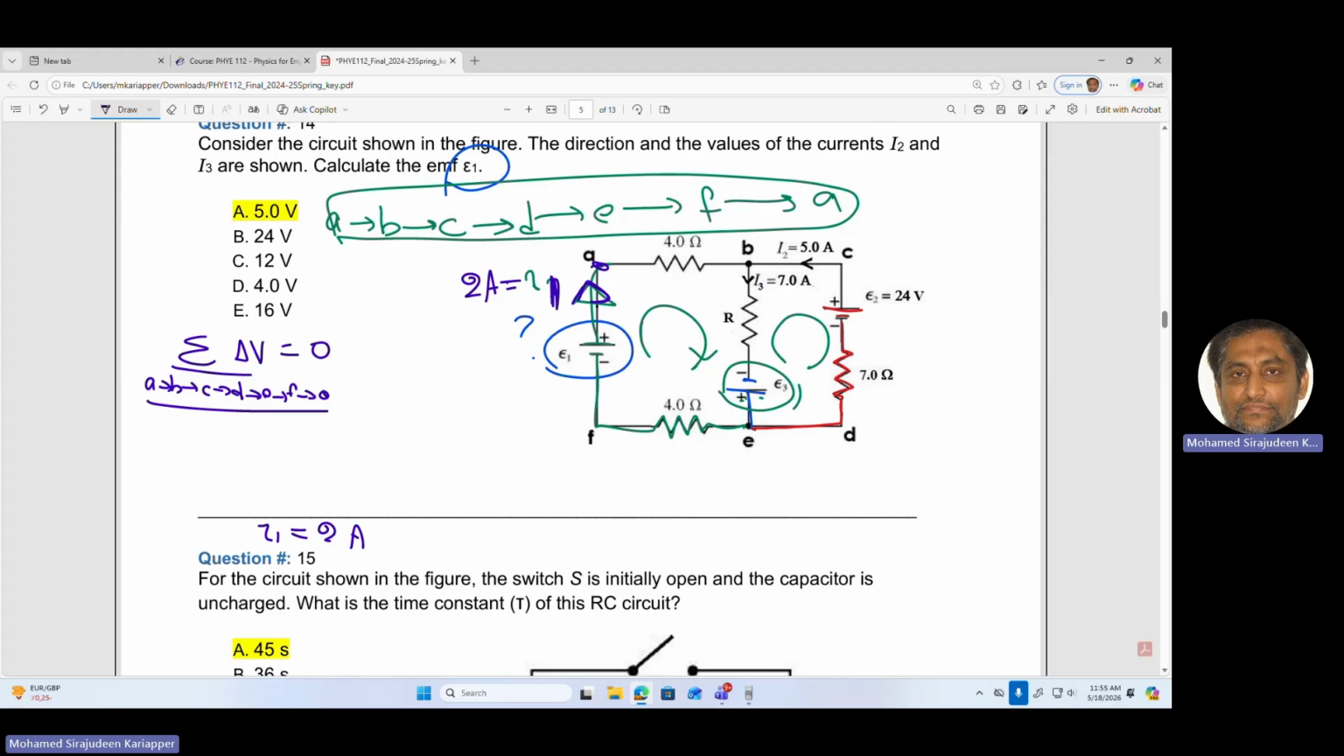When you go from A to B, is there a potential change? Yes, we got a resistor. From Ohm's law, the potential change will be current multiplied by resistance. Current is I1, which is 2 amperes, and the resistance is 4. But you have to pause. This is just a change. We don't know whether to put a positive or negative. This is very important. IR, yes. Why positive, why negative?